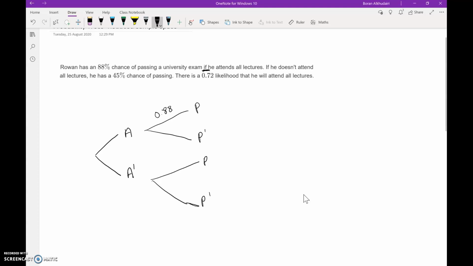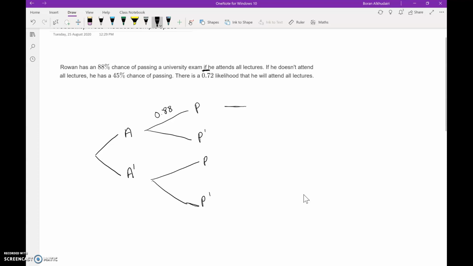It's not saying the probability that he attends and he passes. Otherwise, that would be right at the end here. It's saying if he was to attend, what's the probability of him passing? It has not happened yet. We're just calculating the probability. So that's what it means by a reduced sample space: the probability of him passing out of the probability of him attending.